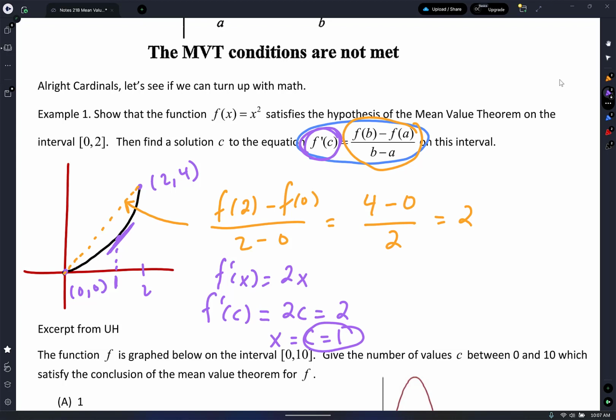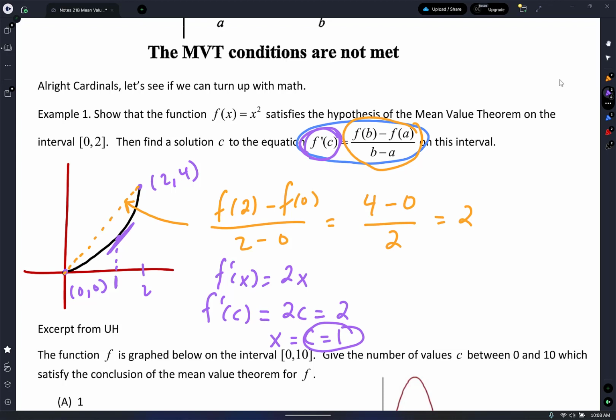Are we okay? Hit me. What's the question that we have? Hit me. Hit me, Espinosa. What question we got? Yeah, my tangent is parallel. Oh, yeah.